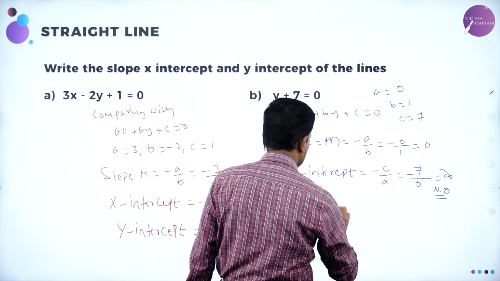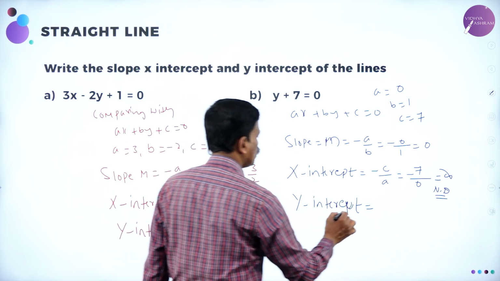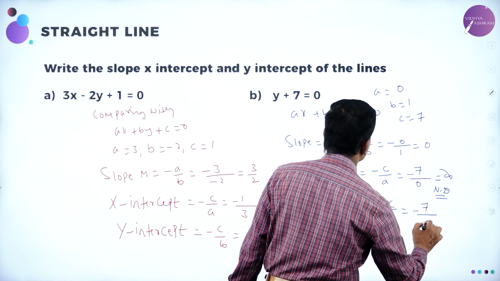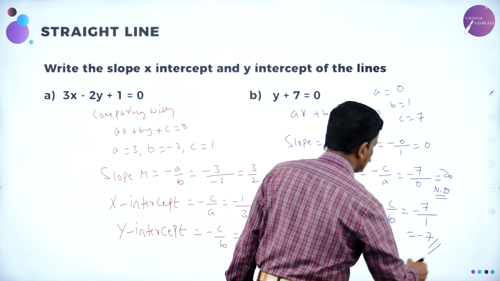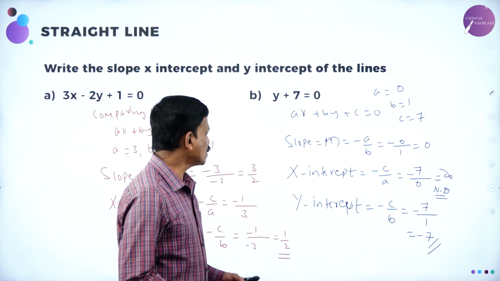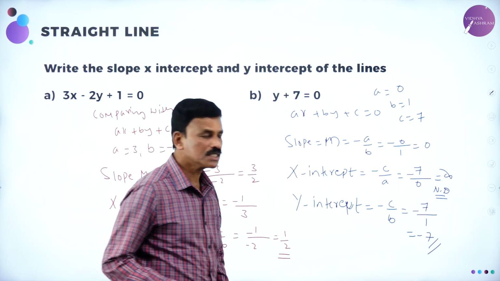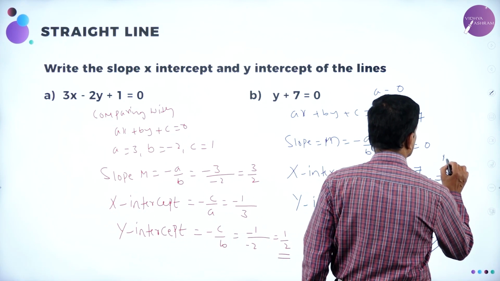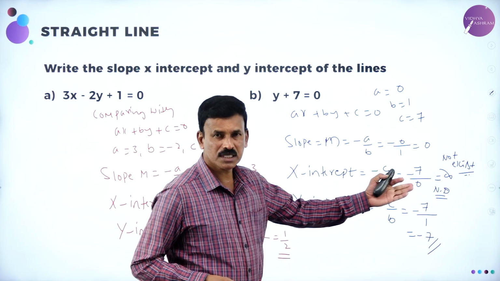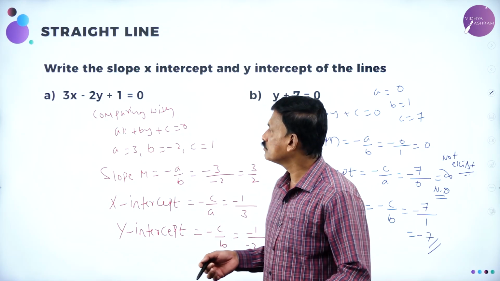Y-intercept. What is the y-intercept? The y-intercept is equal to minus c by b. Minus, what is c? 7 divided by b is 1, that's equal to minus 7. So the x-intercept is not defined, the y-intercept is minus 7. Okay. So what is the conclusion here? The slope is 0, the x-intercept is infinity, which means it does not exist. The y-intercept is equal to minus 7. Now move on to the next problem.